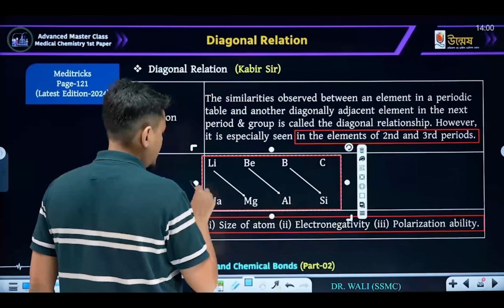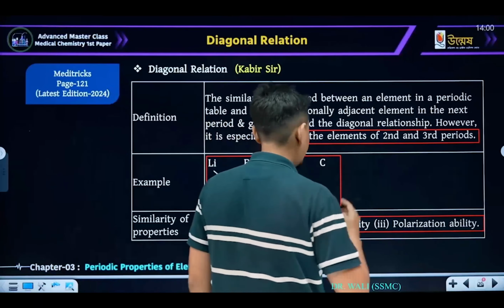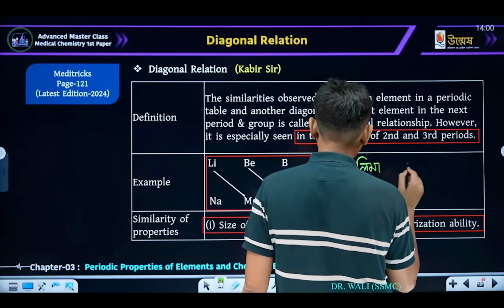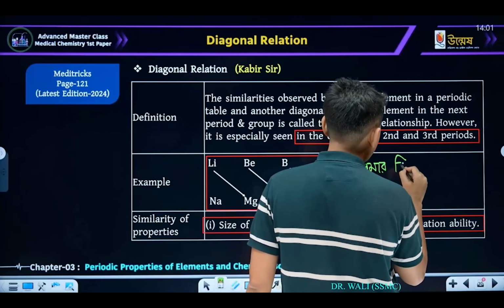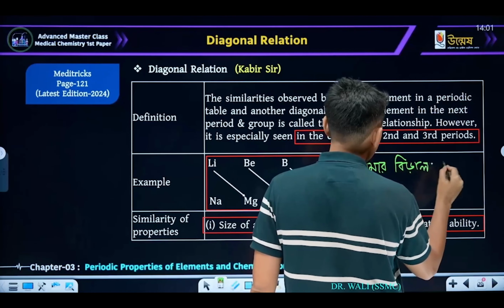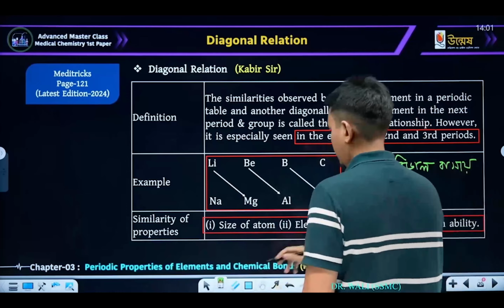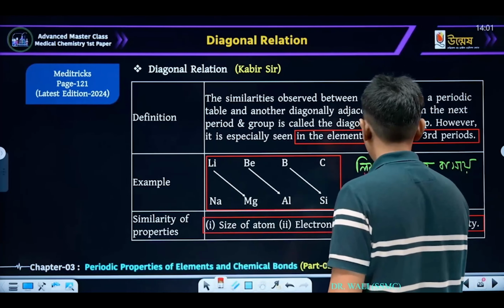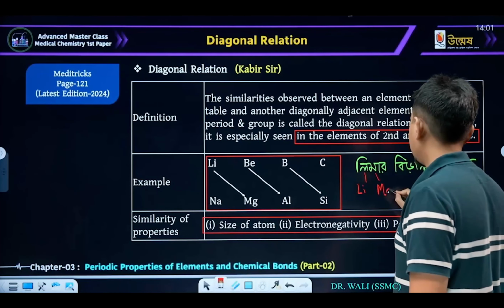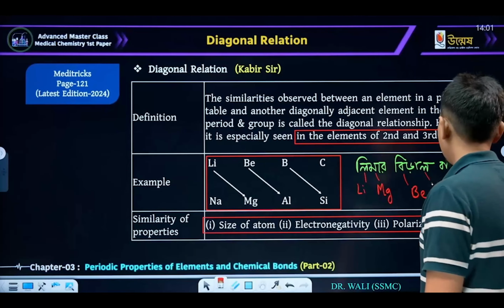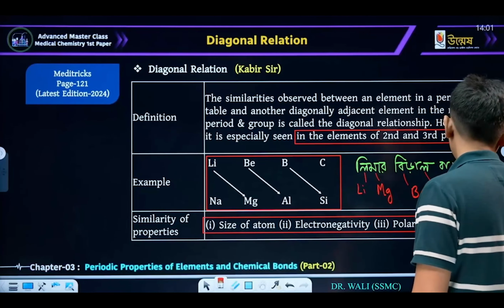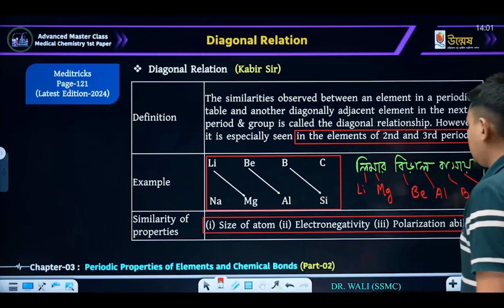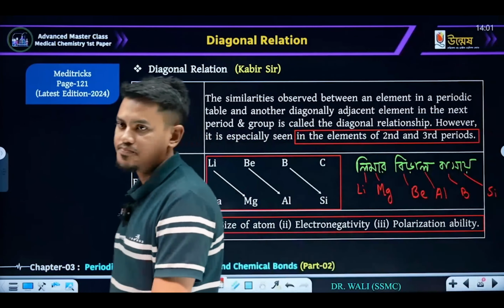How can we remember the diagonal relationships? With this formula: Li-Mar, Be-Ral, Bashai. Li, lithium, Ma, magnesium, beryllium, aluminium, Bashai, boron, silicon. So Limar, Biral, Bashai. With this we can remember the diagonal relationships.